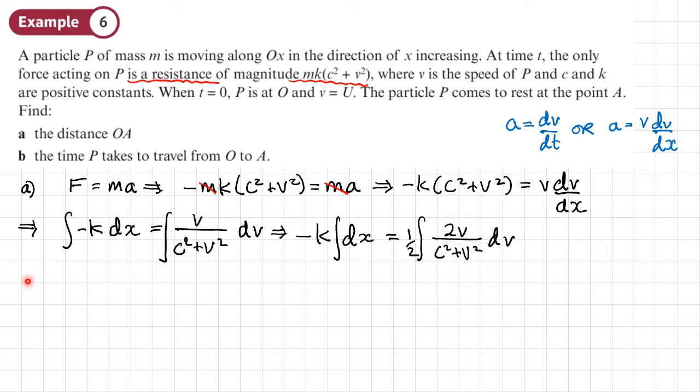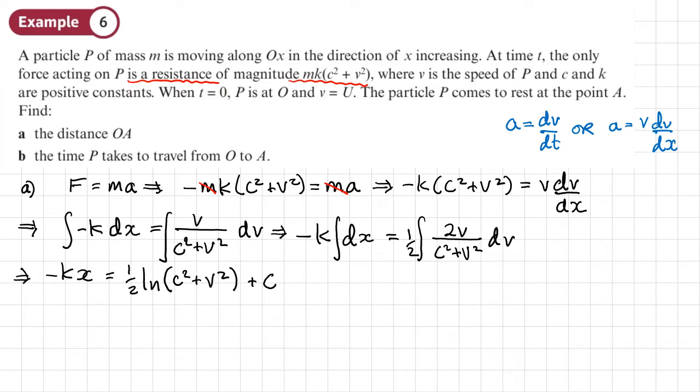So I will get negative kx on the left hand side, on the right side it'll be half natural log of the bottom, so that's c squared plus v squared, and then plus our constant of integration.